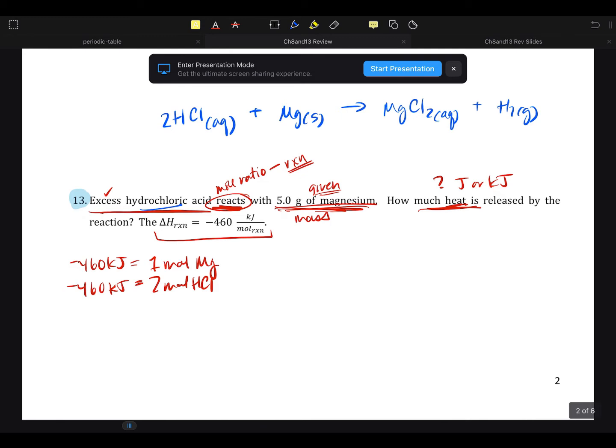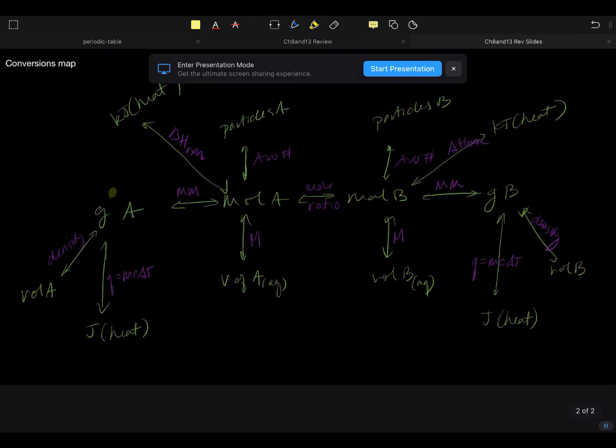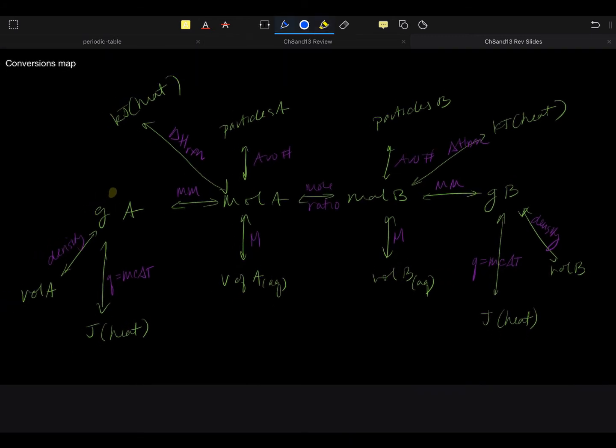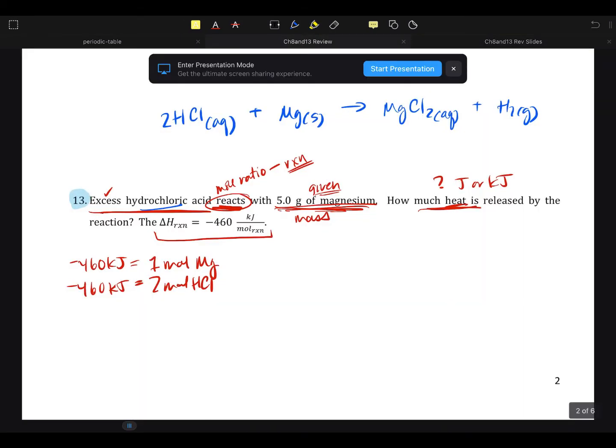So actually, in this particular instance, we don't need to do a limiting reactant. We're going to go from there to moles of A, and then we're just going to go straight up here to heat, because we don't have to do any limiting reactants, we don't have to do anything else. We're going to go from grams, use molar mass to get to moles of A, then we'll use heat of reaction to get to our heat. Because we already know that magnesium is our limiting reactant, and we don't have to figure that out, so we don't have to do anything extra. So in this case, no, we don't have to do a mole ratio.